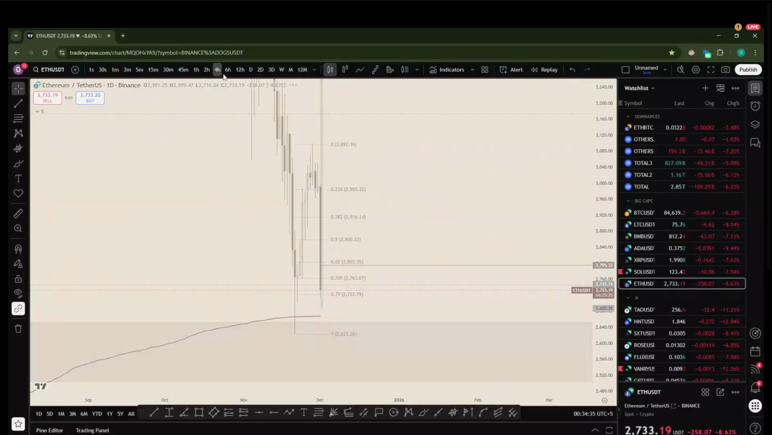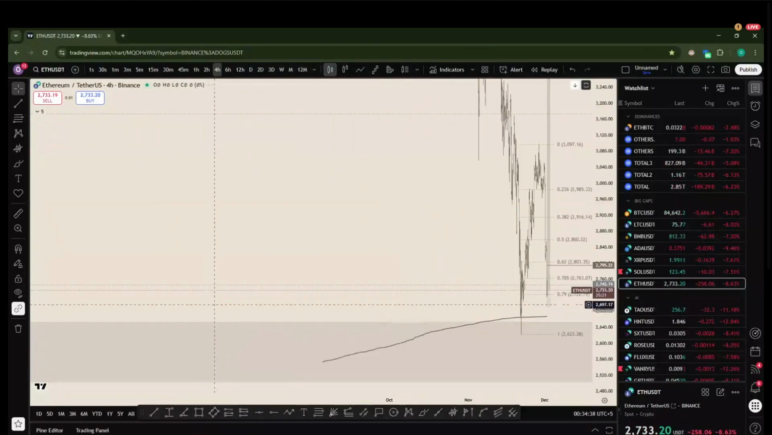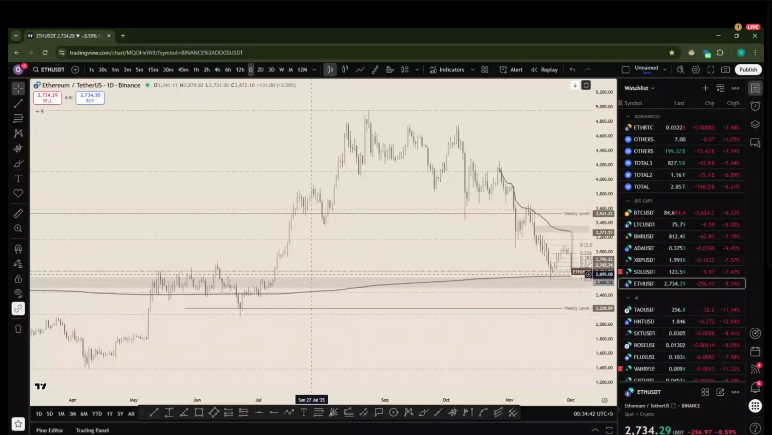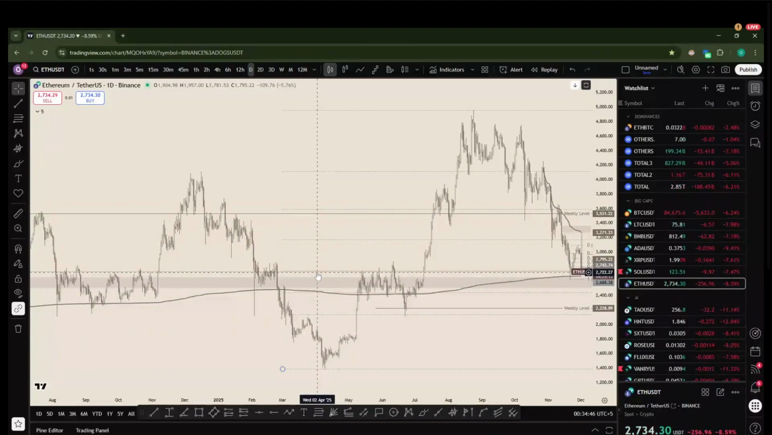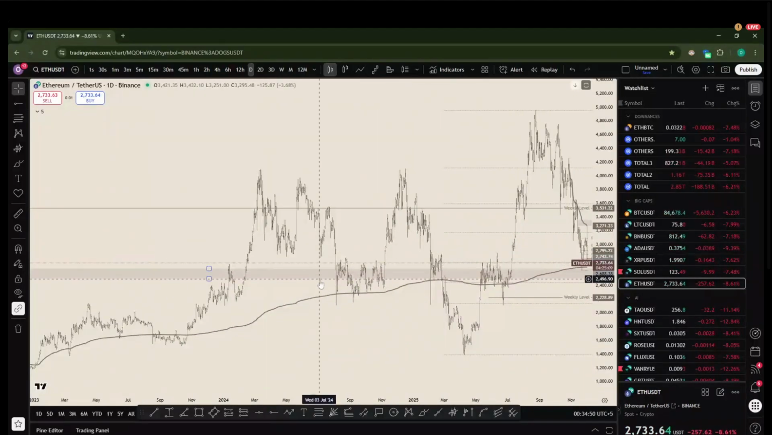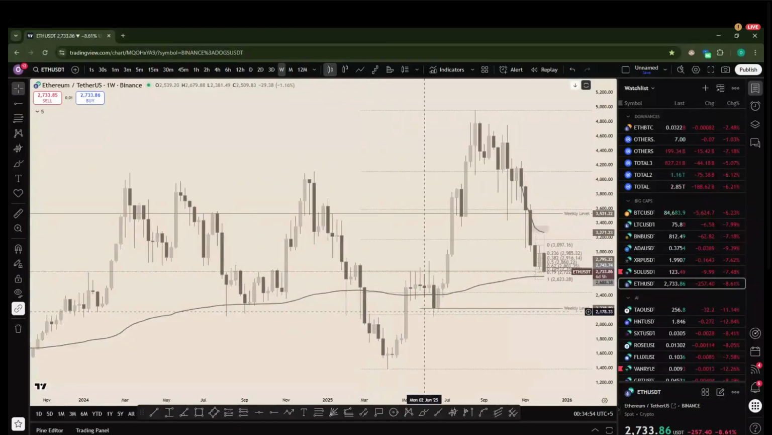Let me check and find that 4 hour level. It was a daily level. Let me see. Yeah, it's here. You can see this is a major level which we are looking at. Let me go on a weekly time frame.